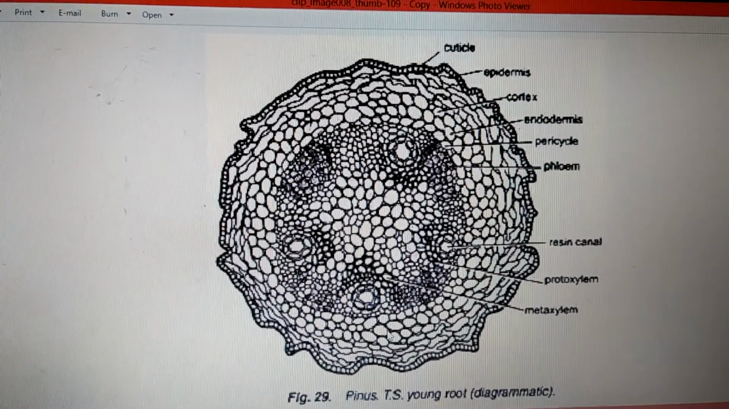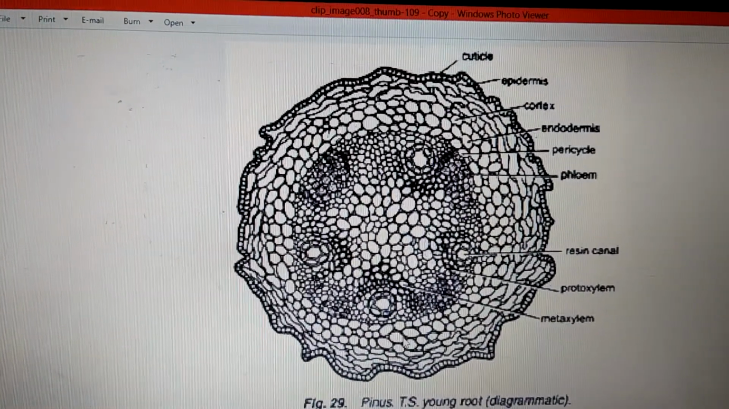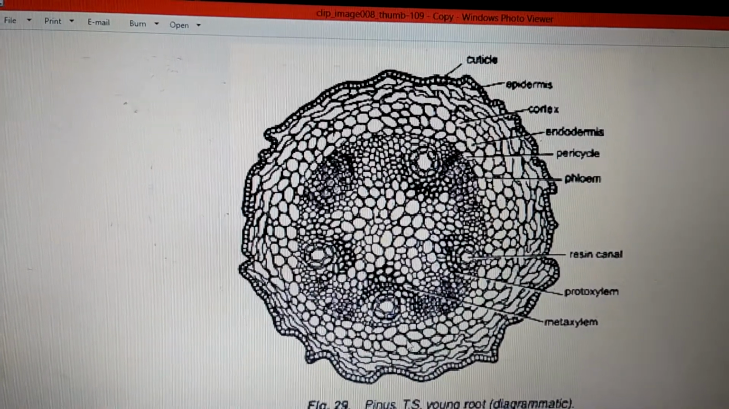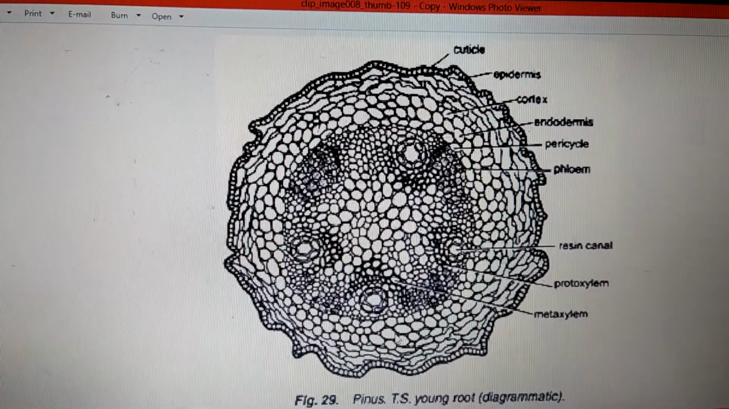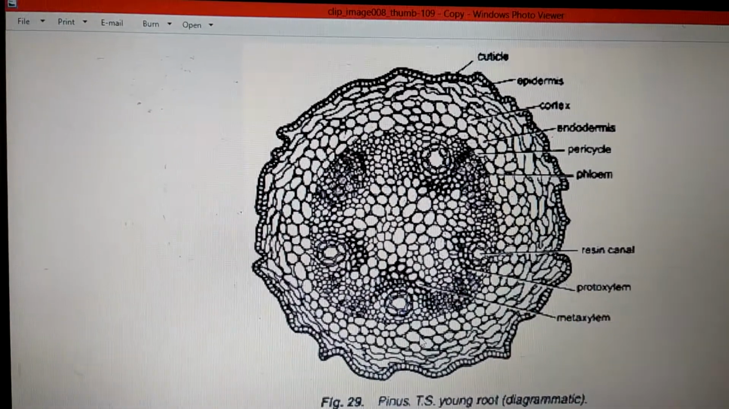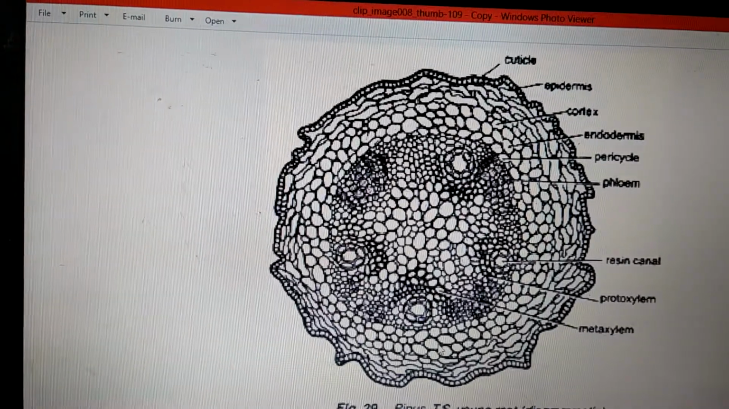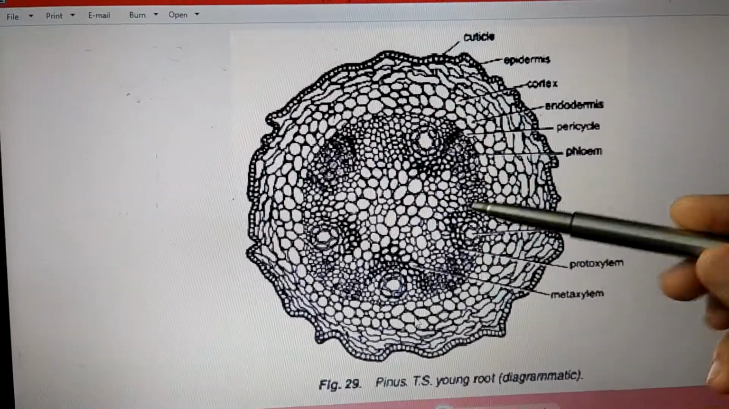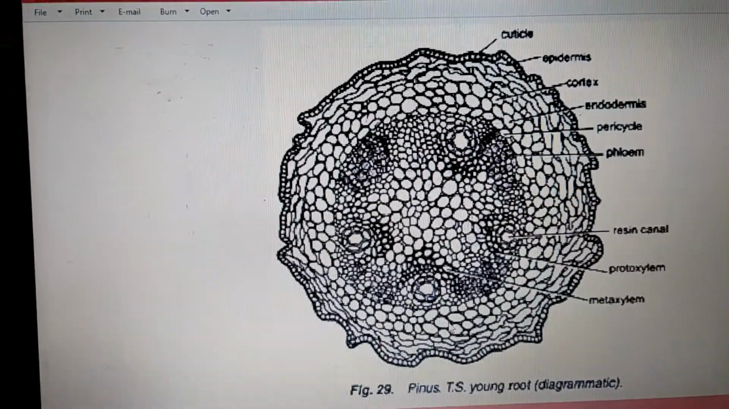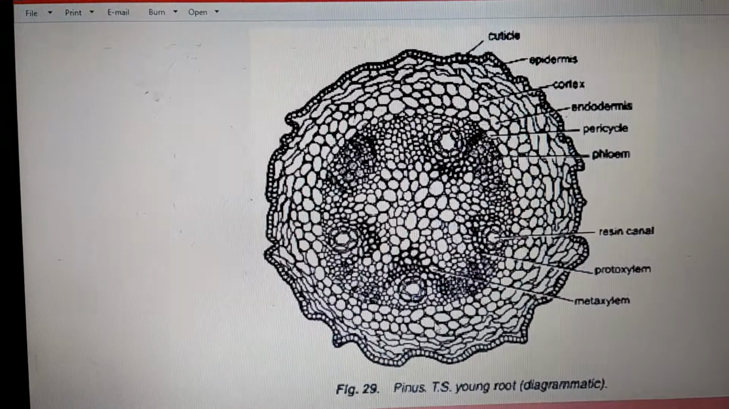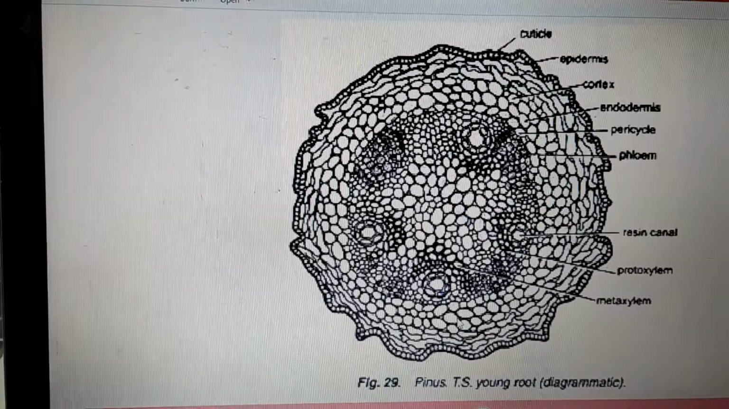So when herbivores feed on this plant, they will have some metabolic disorder and feel indigestion. This feeling of indigestion or metabolic disorder is because of the resin secreted in the resin canal. So it is defensive in nature. Now phloem is present alternate to the xylem, and this is the phloem. So this is the arrangement of the vascular bundle. Pith, if present, is very poorly developed or absent.